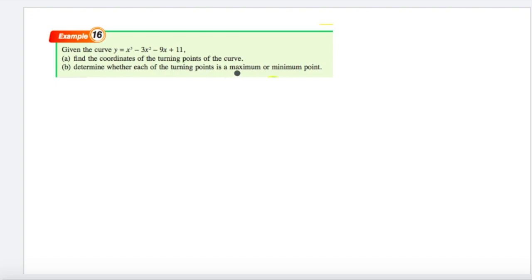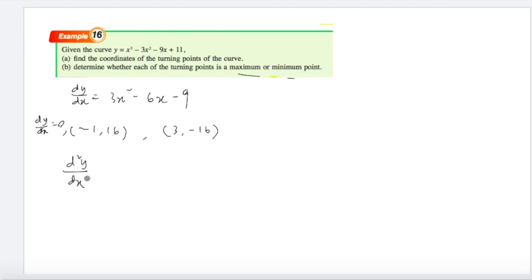Determine whether the turning point is maximum or minimum, right? Okay, so dy/dx equals 3x squared minus 6x minus 9. Since at the turning point it equals 0, I found my x already, right? Negative 1 and 16. If dy/dx equals 0, it means turning point. So you got 2 points. And now I want to determine whether the point is maximum or minimum. I differentiate one more time.